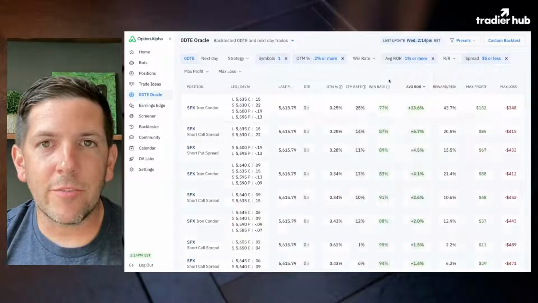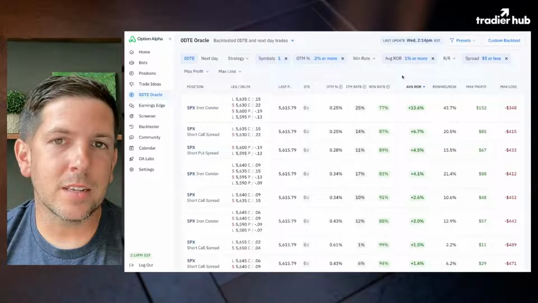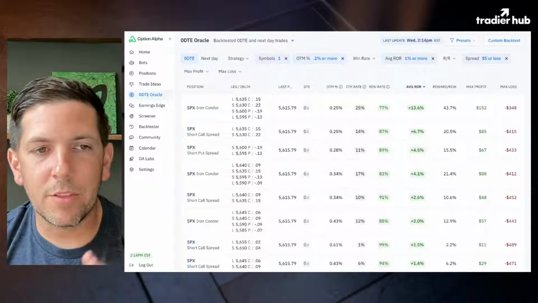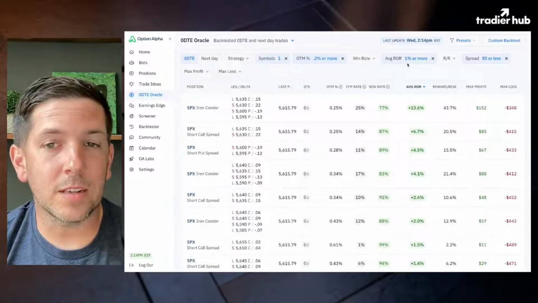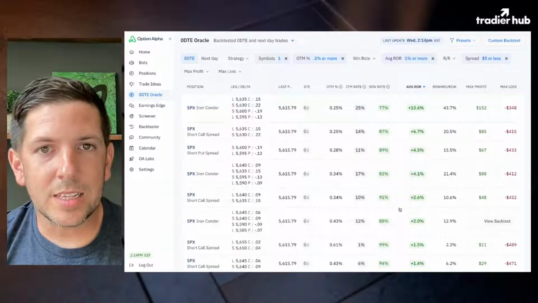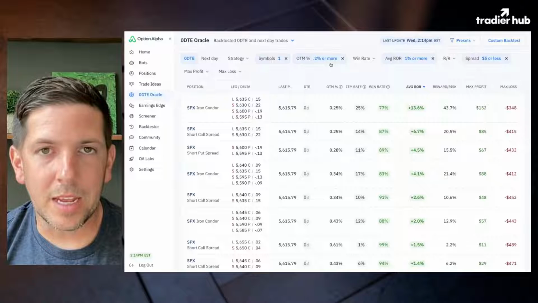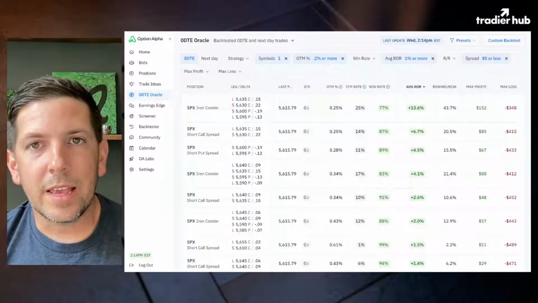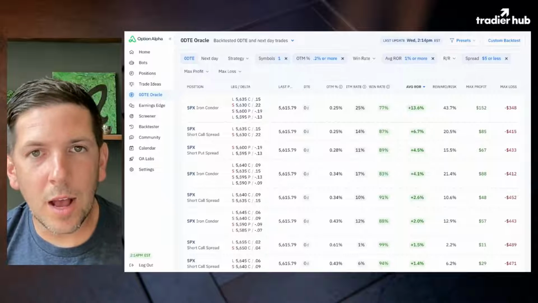And I'll do average rate of return, just a low level filter of 1% or more, which kind of keeps out anything that doesn't actually work, right? So we'll show you everything, things that work, things that don't work, all the data. This helps filter it out for the things that do work. So right here, you can see this is what is available right now at 0.2% or more out of the money.